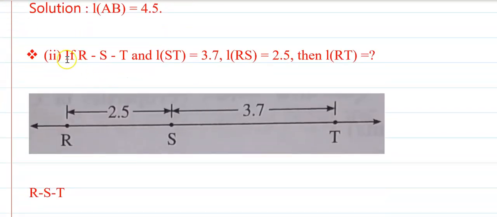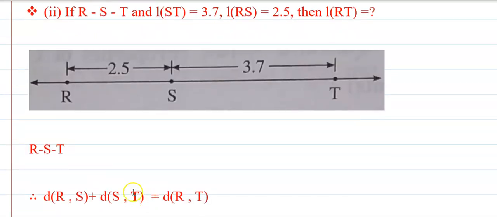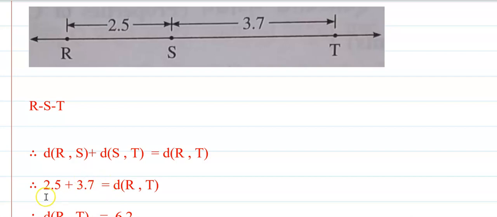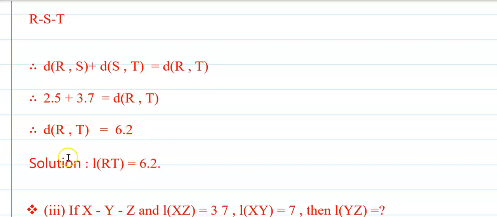Now next is, if R-S-T, then the length ST is equal to 3.7, length RS is equal to 2.5, then find out the length RT. Now in this case, point S is in between R and T, and therefore you will get distance RS plus distance ST is equal to distance RT, that is 2.5 plus 3.7 is equal to distance RT. If we add these two distances, then you will get distance RT is equal to 6.2. That is the length RT is equal to 6.2.